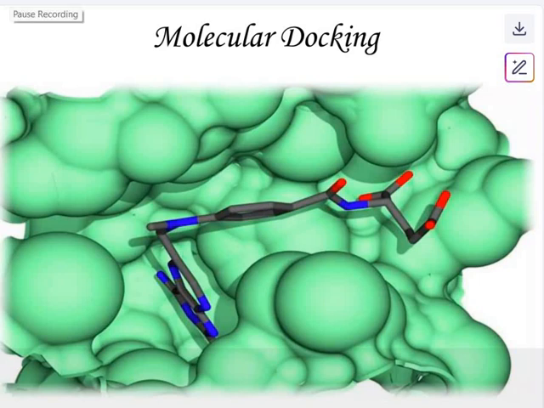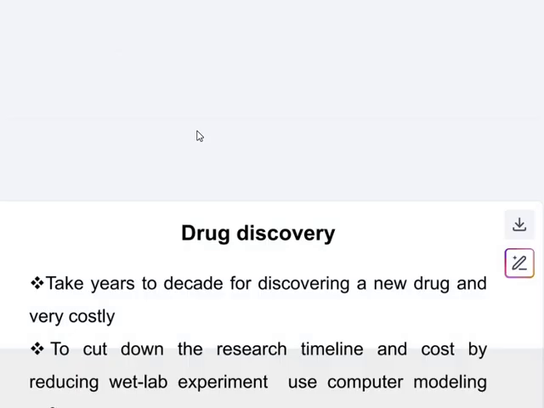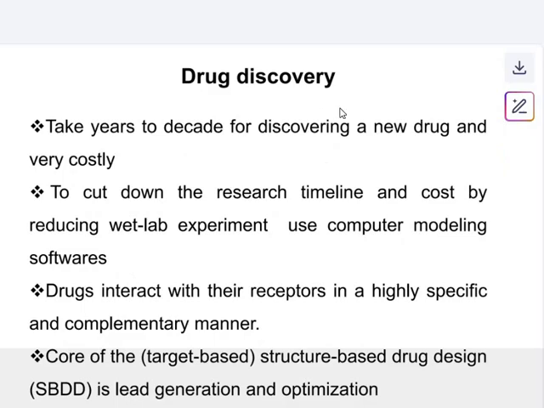Hello friends, today in this video I am going to talk about molecular docking. So what is molecular docking? You can see in this picture. It is used in drug discovery. It takes years to decades to discover a new drug, and it is very costly.